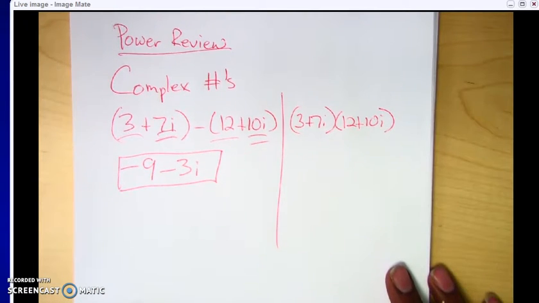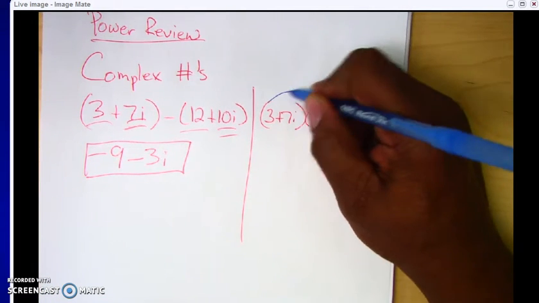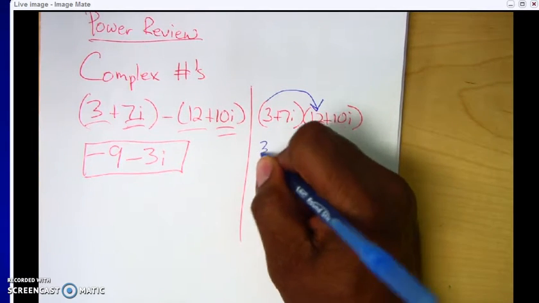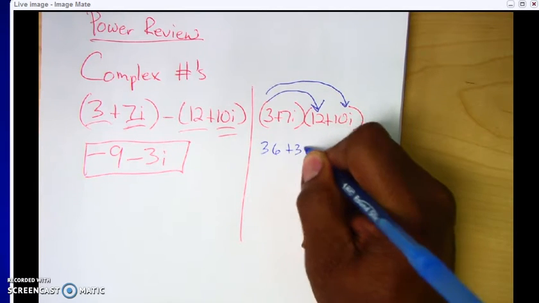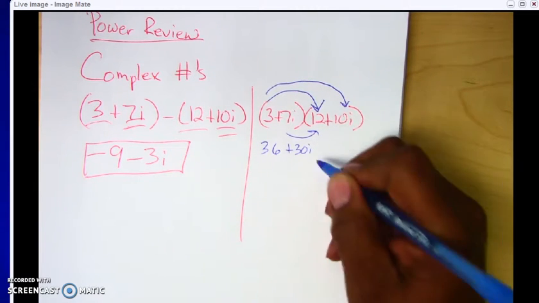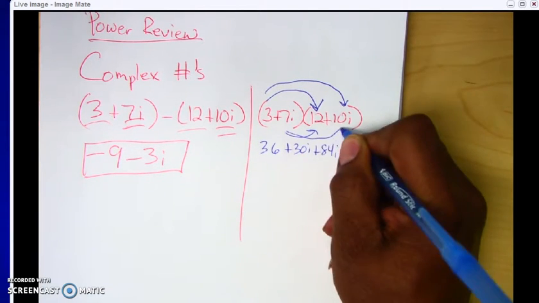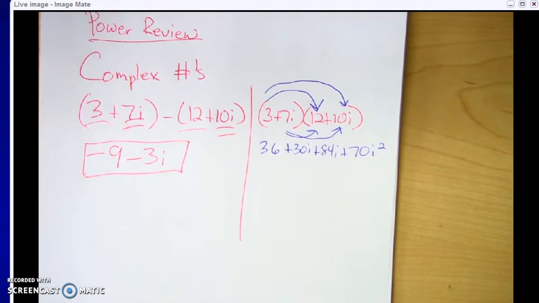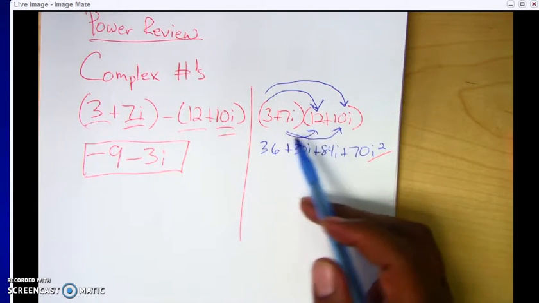Now, the one on the right is multiplication, and you can either use the box or FOIL. Most students like FOIL, so I'm going to show you by FOILing there. And I'd get 36. 3 times 10 would be 30i. 7i times 12 is 84i. And 7 times 10 is 70. But the difference is it's i squared. So be careful on the i squared whenever you're FOILing these complex binomials.